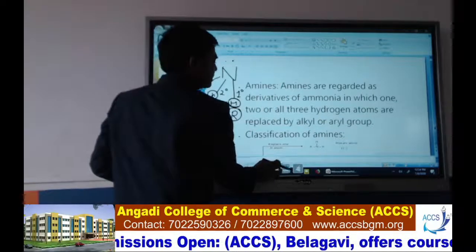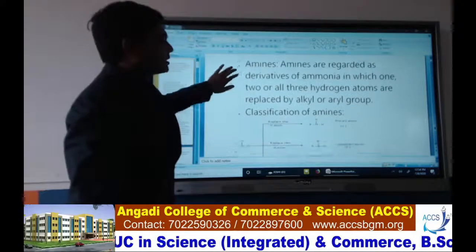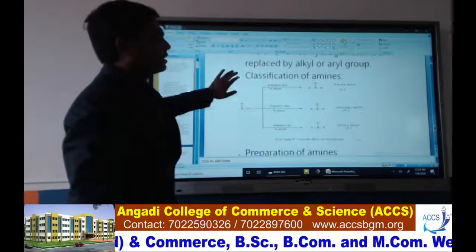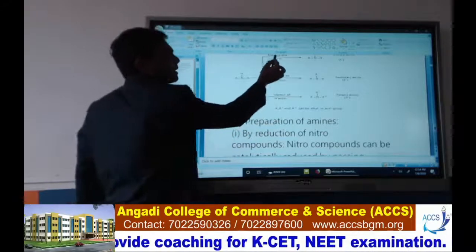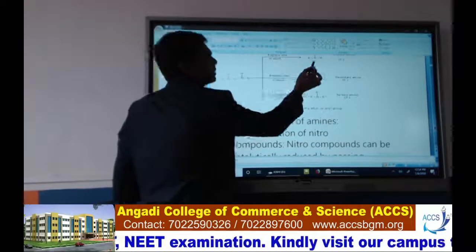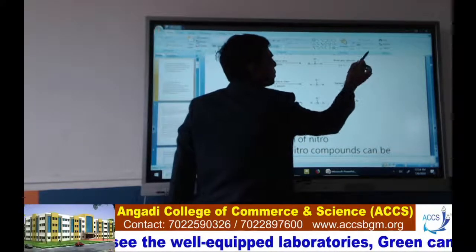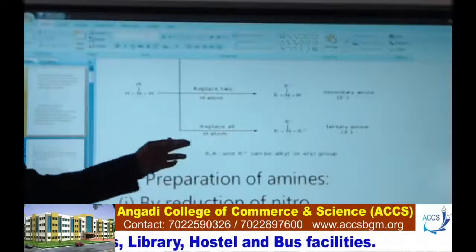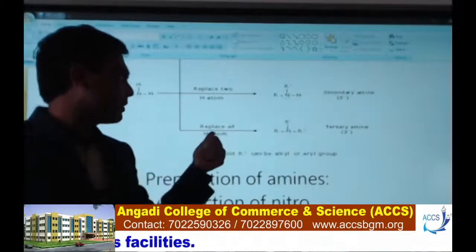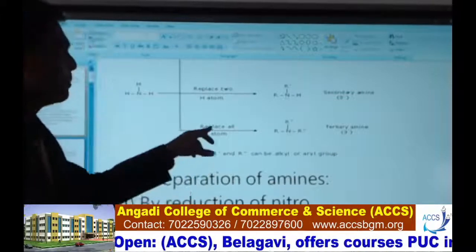Okay. So it is a definition of amines, and you can see here he has given the classification based on that only. He has taken the ammonia compound and replaced one hydrogen atom. I got the compound RNH2, which is called a primary amine. Replace two hydrogen atoms, we get a secondary amine. Replace all hydrogen atoms, we get a tertiary amine.